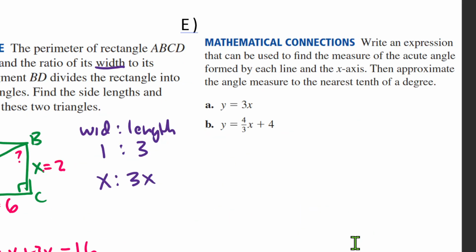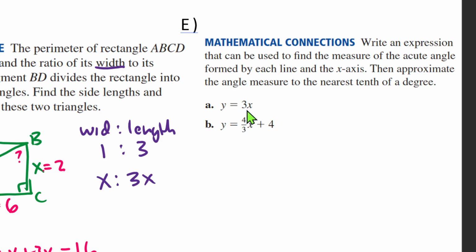Okay. So in this last problem, let's get to it. Write an expression that can be used to find the measure of the acute angle formed by each line and the x-axis. Then approximate the angle measure to the nearest tenth of a degree. They're basically saying write an equation, but they call it an expression. Write something that will let you find the angle made by the line and the x-axis.